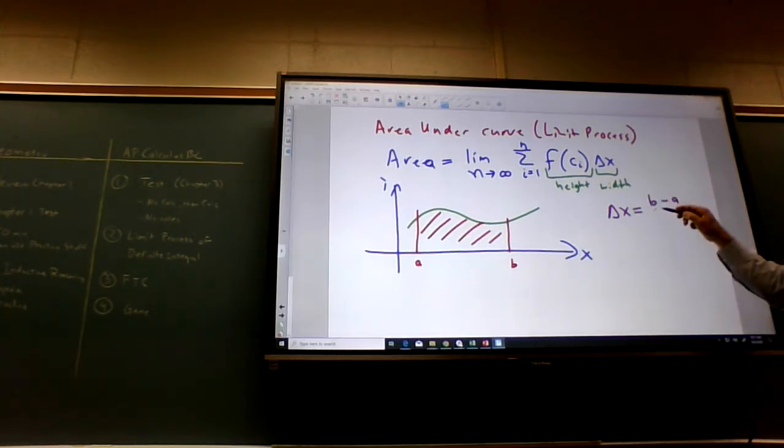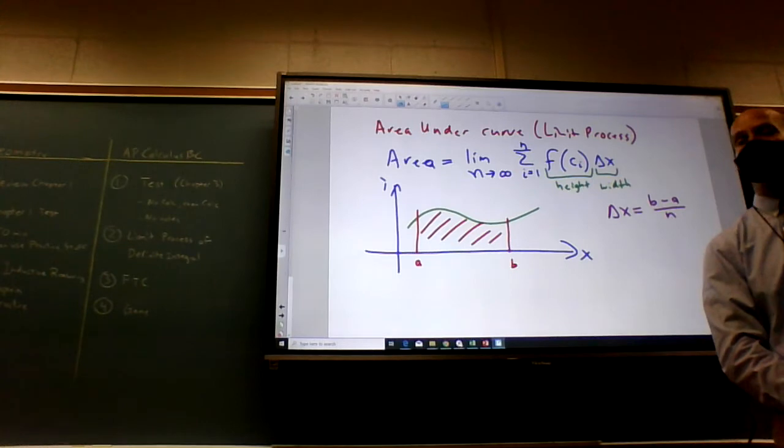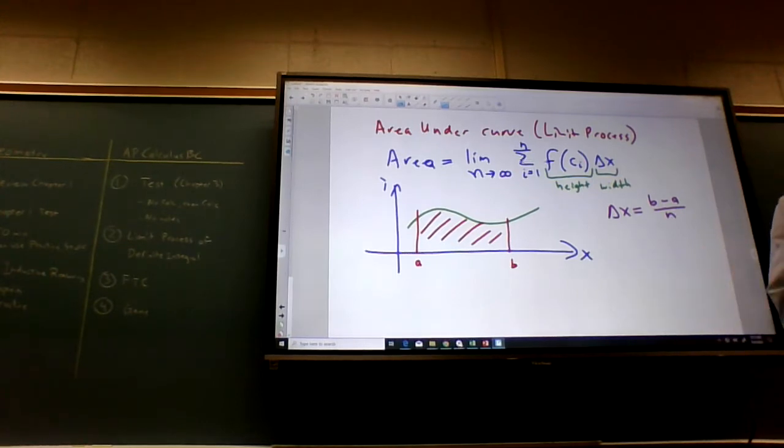Oh. Slope. Now it's not. Now I feel stupid. B minus A over n. Now, guys, this is from last year, but I think there's some stuff like this on the homework too.